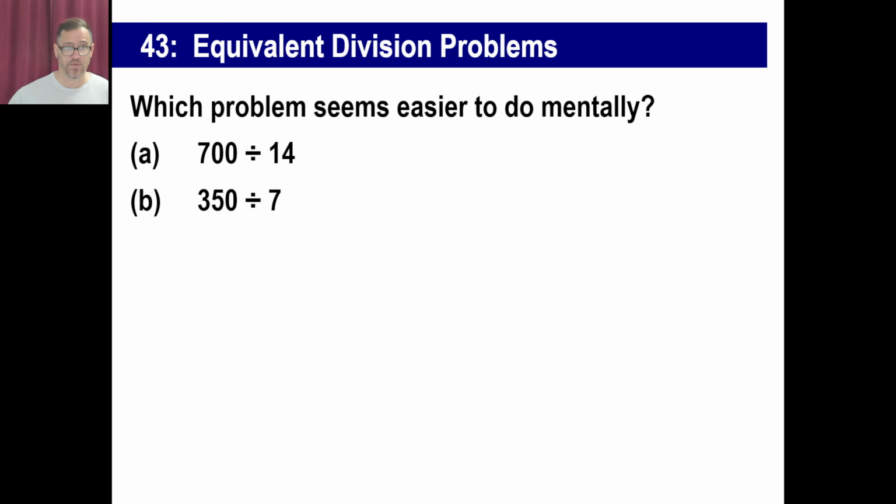In other words, if you divided 700 by 2, you'd get 350. If you divided 14 by 2, you get 7. Well, that's the same problem. This is the same problem as this. They both have the same answer, which is 50. So you can do that to division problems if you want to.